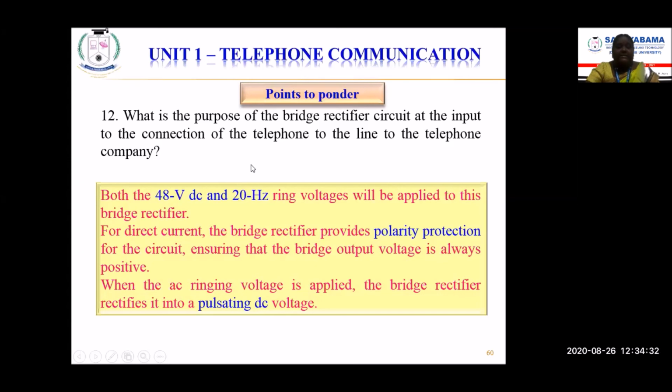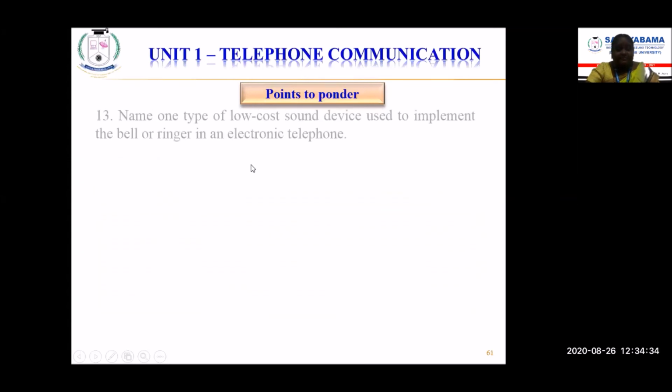Okay, now let us quickly move on to the next question. Name one type of low-cost sound device that is used to implement the bell or the ringer in the electronic telephone. What type of instrument is used here?